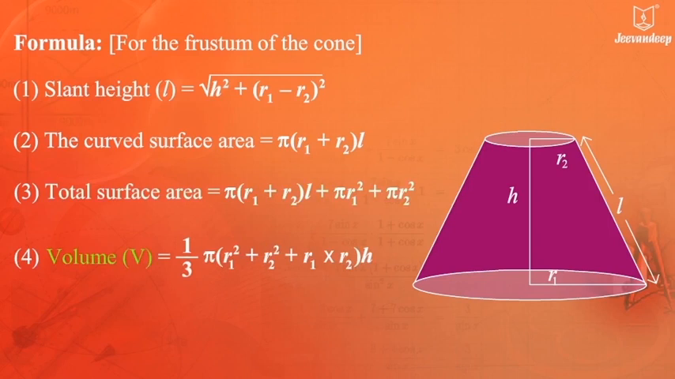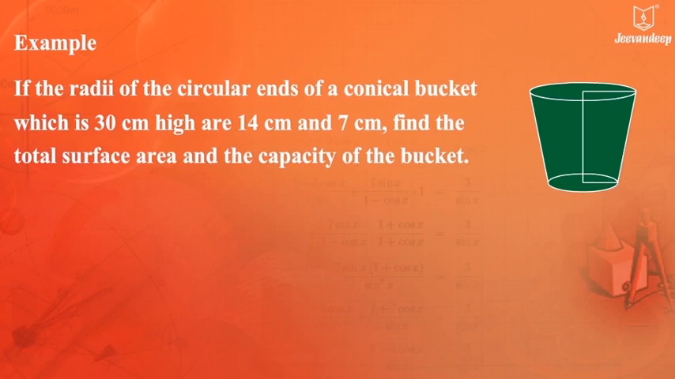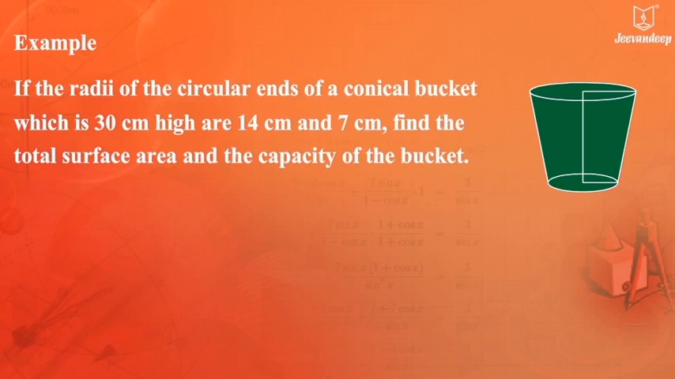4. Volume V is given by 1 upon 3 pi multiplied by (R1 square plus R2 square plus R1 multiplied by R2) h. Example: if the radii of the circular ends of a conical bucket, which is 30 centimeters high, are 14 centimeters and 7 centimeters, find the total surface area and the capacity of the bucket.